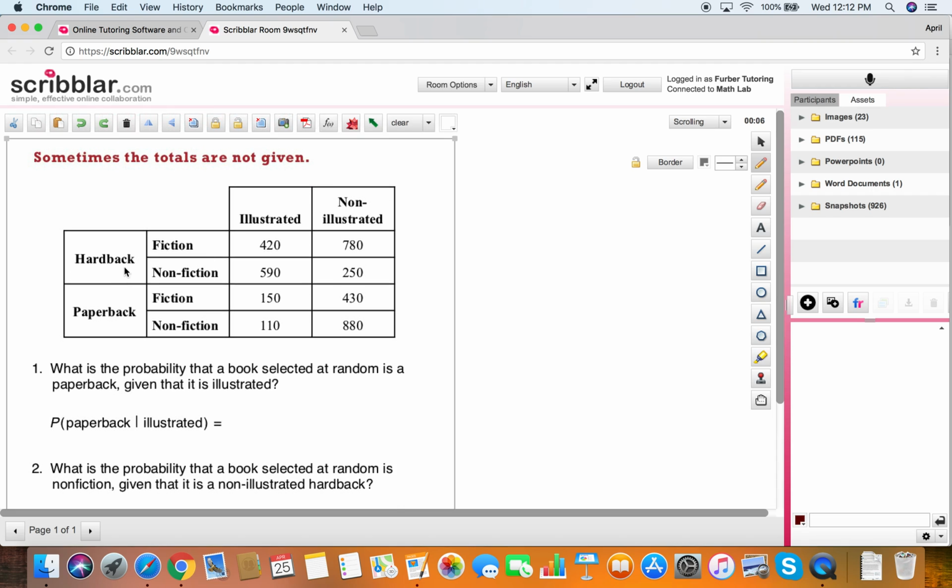So they counted the hardback ones, and within the hardback they looked at fiction and nonfiction, and then they also looked at illustrated and non-illustrated. And then the same thing for the paperbacks, fiction and nonfiction, illustrated and non-illustrated.